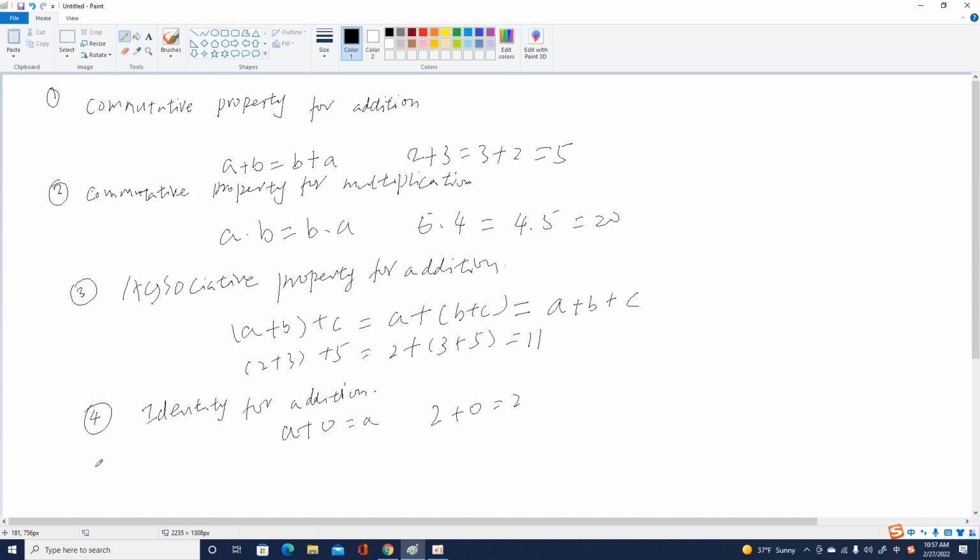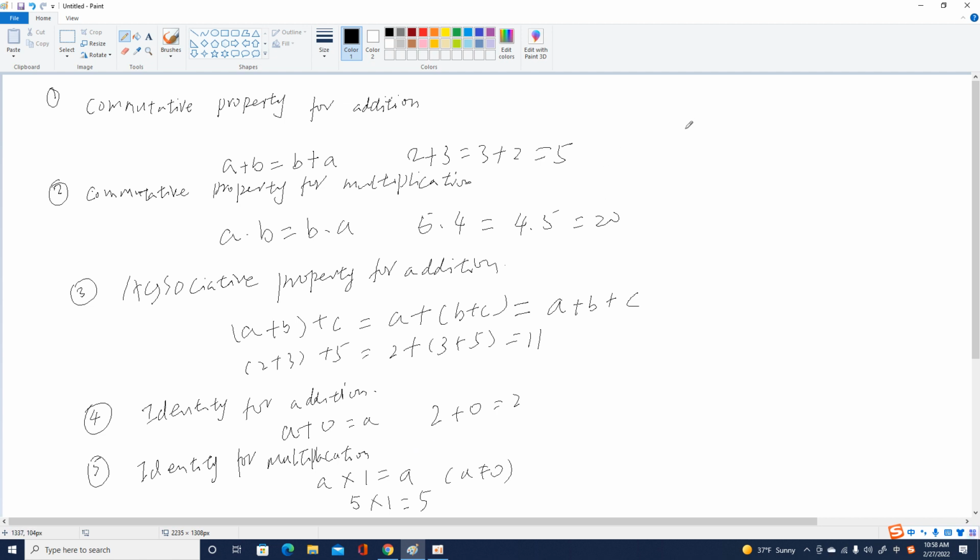Another one, for example the fifth one, is called the identity for multiplication. For example, a multiply 1 still equals a. Here, a cannot be 0, okay? Remember, that is important. For example, 5 multiply 1 equals 5. That is so obvious, okay?